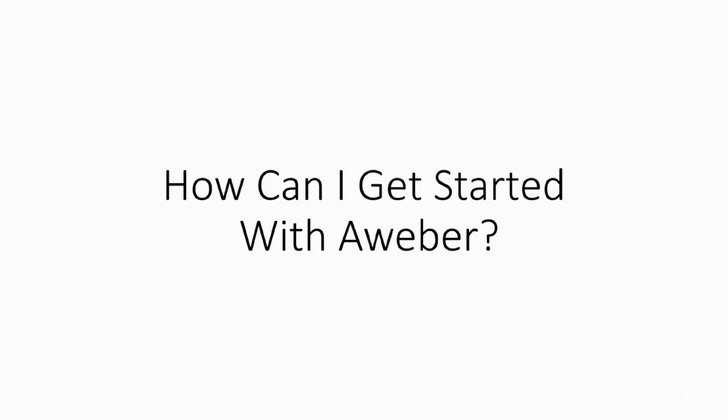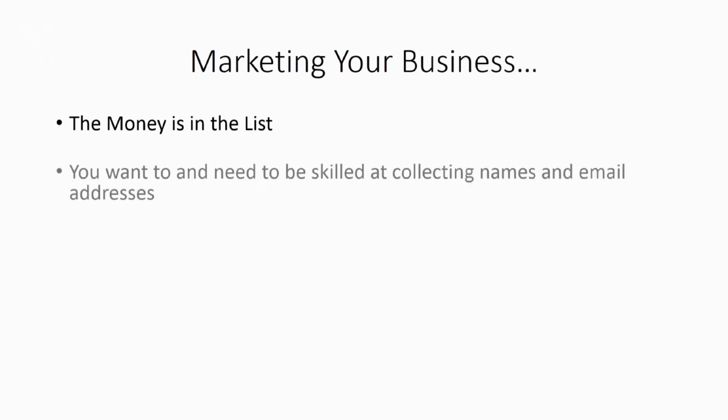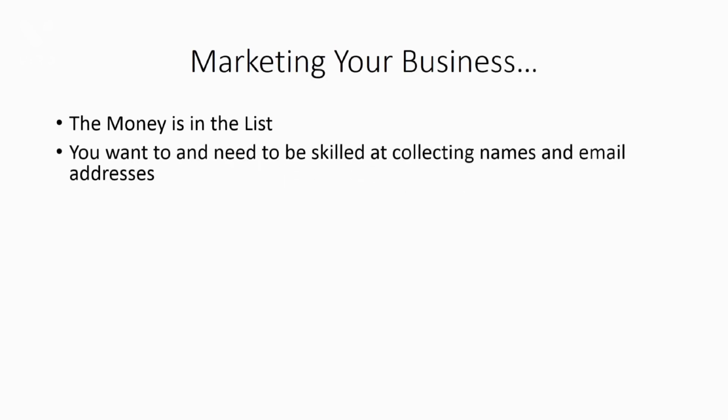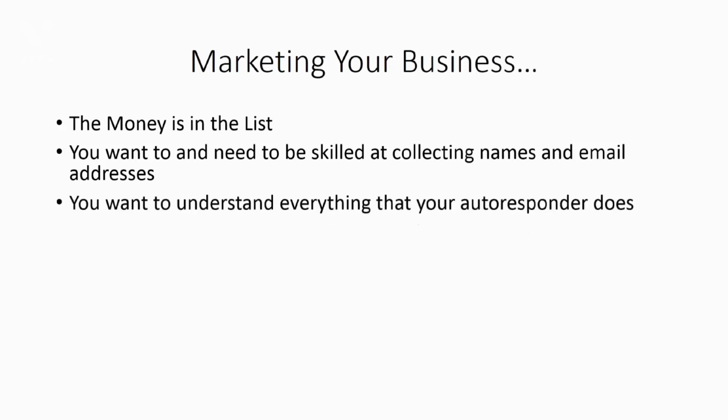Okay, I want to talk to you today about how you can get started with Aweber. Aweber is a way of marketing your business. And you and I know, if you've been around being an entrepreneur or marketing online or marketing in general, you know that the money is in the list. You and I really do need to become skilled at collecting contact information, names and email addresses. And we do have to use an autoresponder to do that. It's the best way, an automated way to do that, and we want to understand everything that our autoresponder does. Aweber is no different than that.